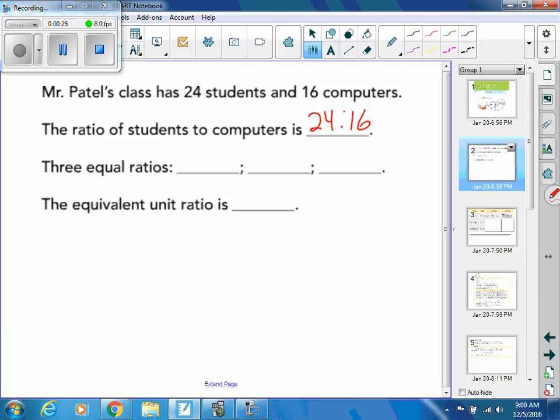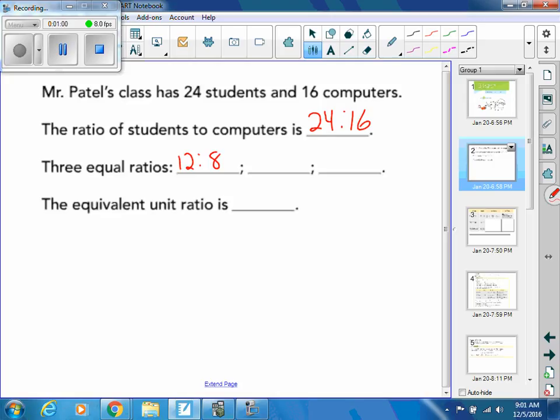Okay, the next thing it asks us to do is to identify three equal ratios that are equal to 24 to 16. So what I can do is I can just start simplifying that. I notice that 24 and 16 are both even numbers, so I'm going to divide both of those by 2. Well, 24 divided by 2 is 12, and 16 divided by 2 is 8. So 12 to 8 is an equal ratio to 24 to 16.